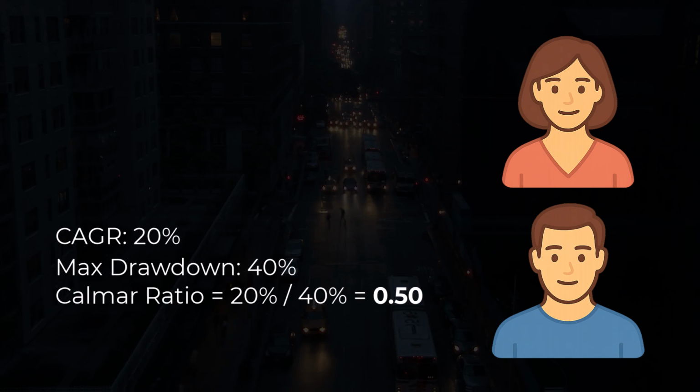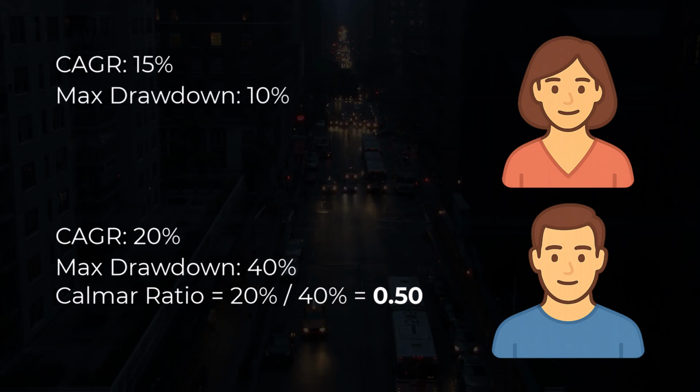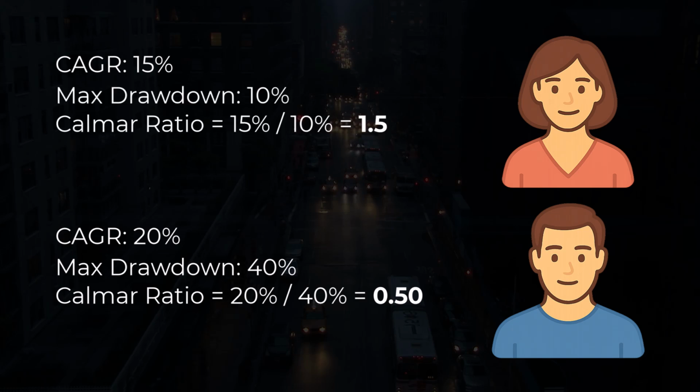Now let's check Alice's portfolio. She has a CAGR of 15% and a maximum drawdown of 10%. And the Calmar ratio is 15 divided by 10, which is 1.5. So you see here, Alice has a lower return but a way better Calmar ratio. It means that she earned those returns with much less risk. Her strategy is more stable and likely more sustainable long term.